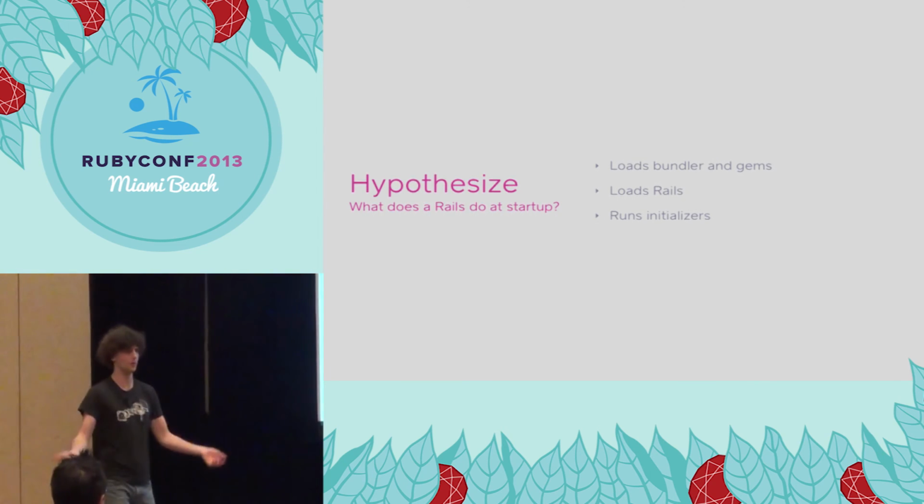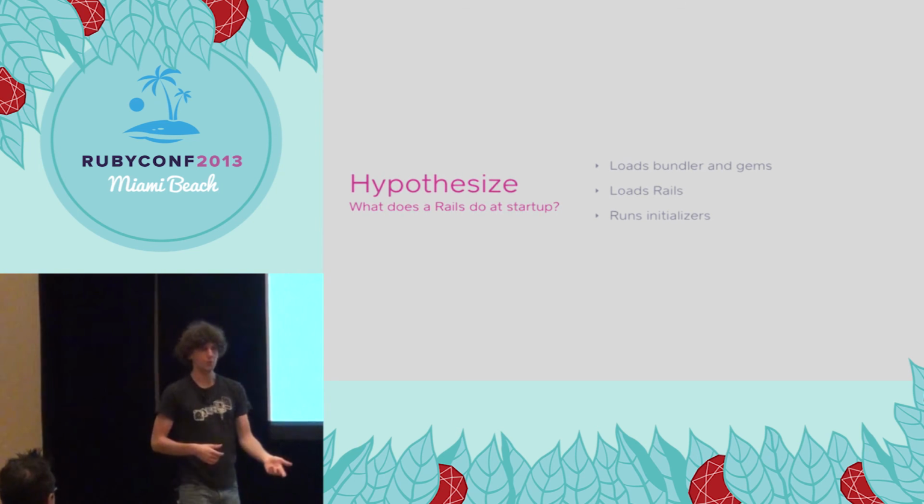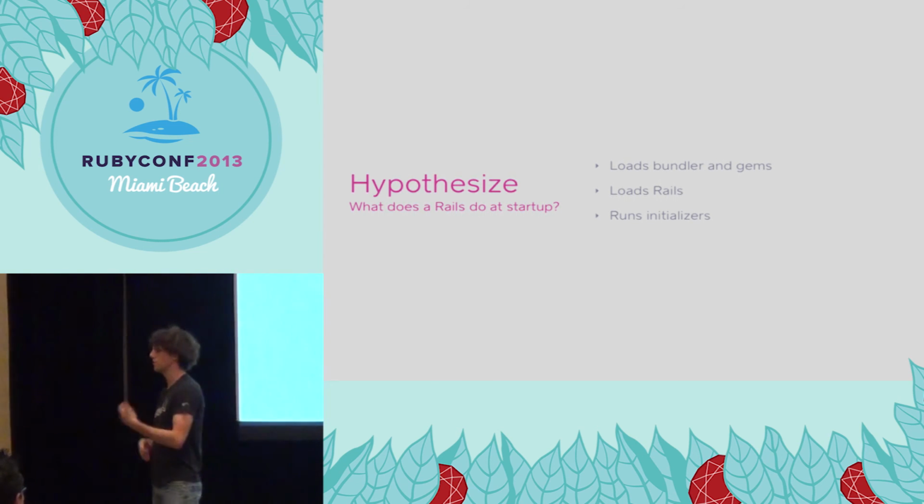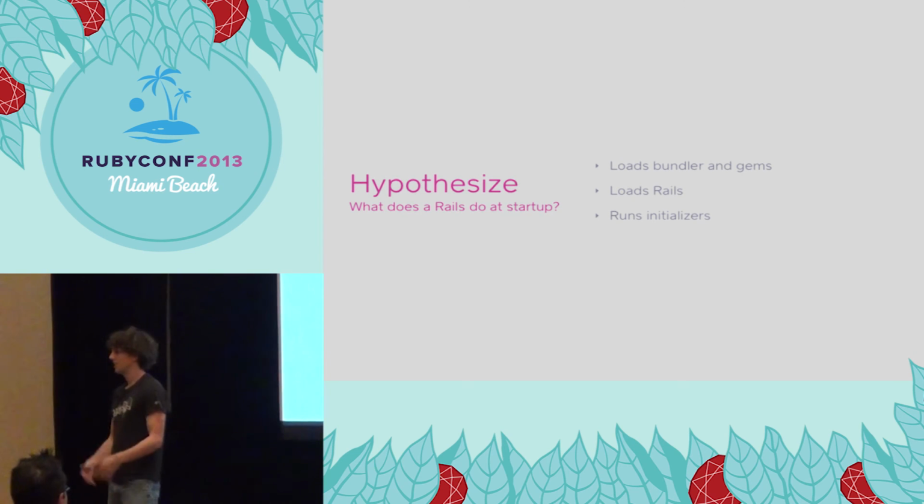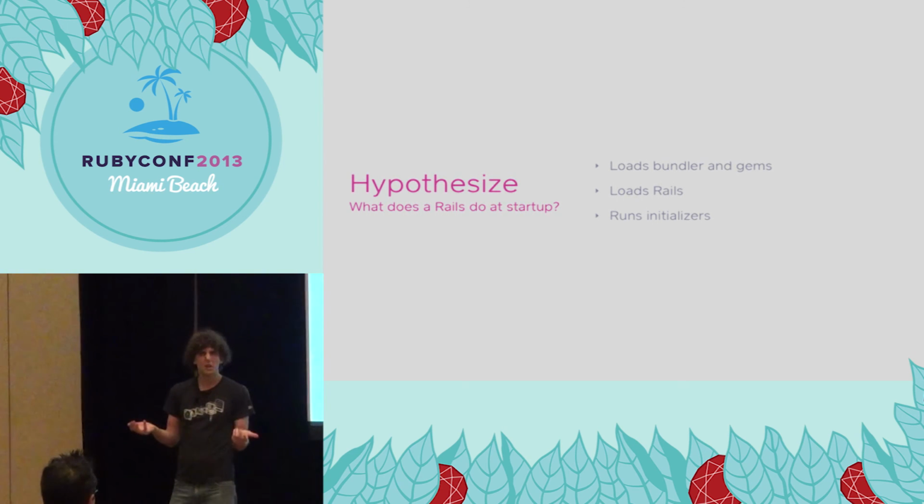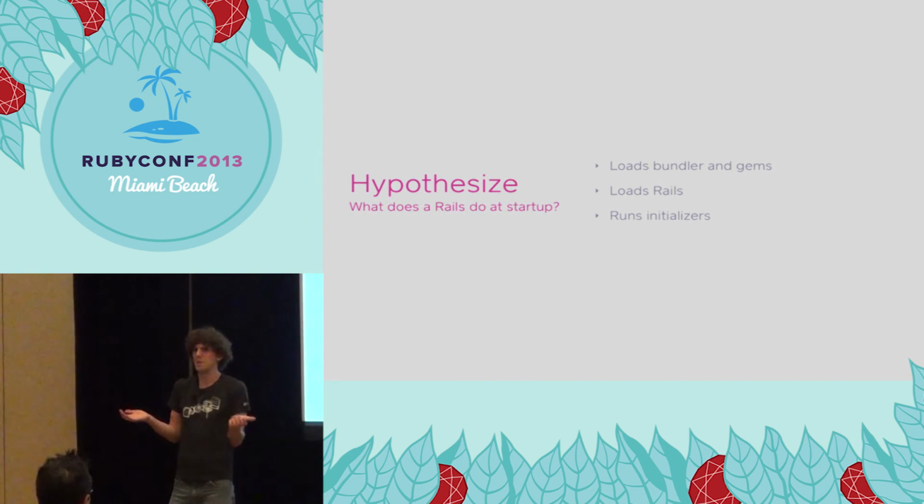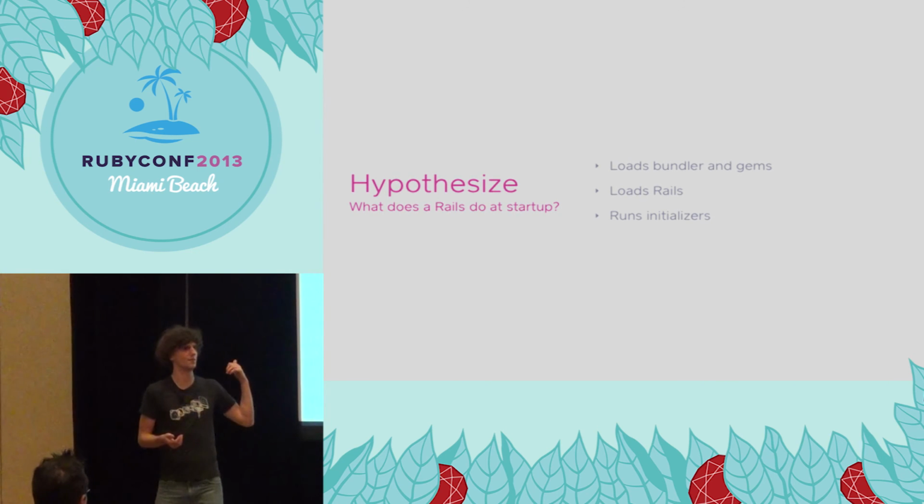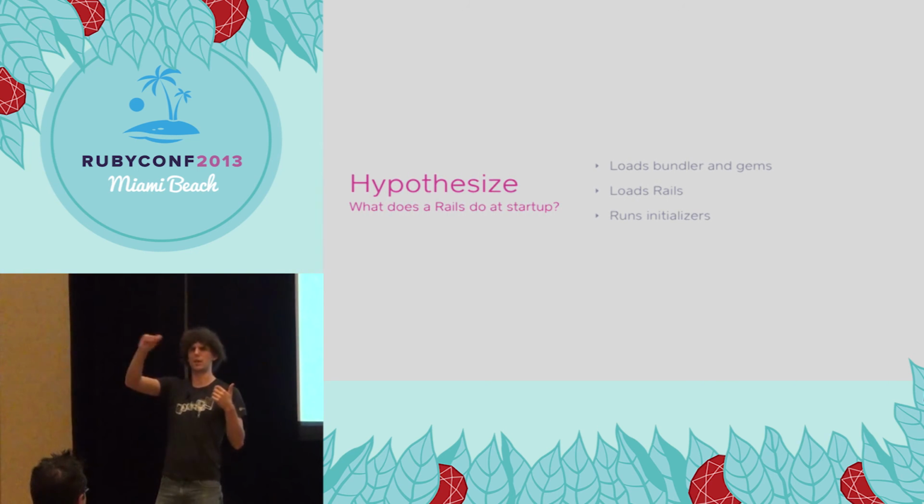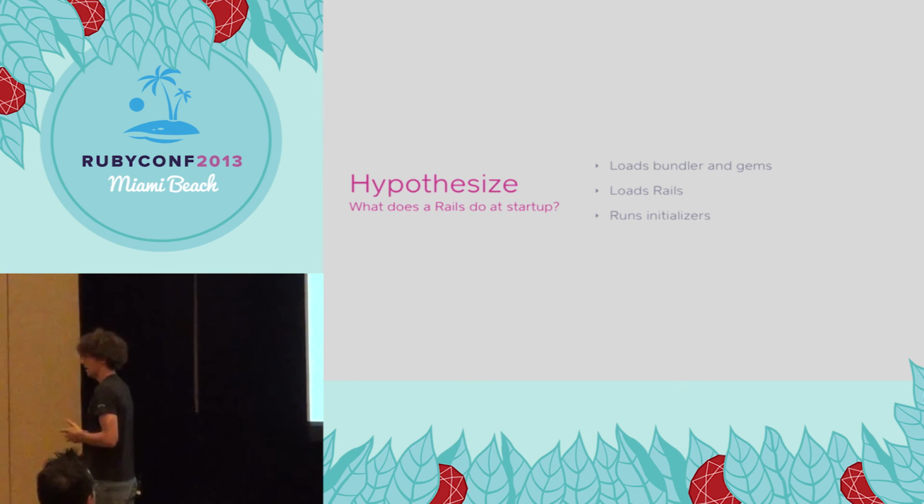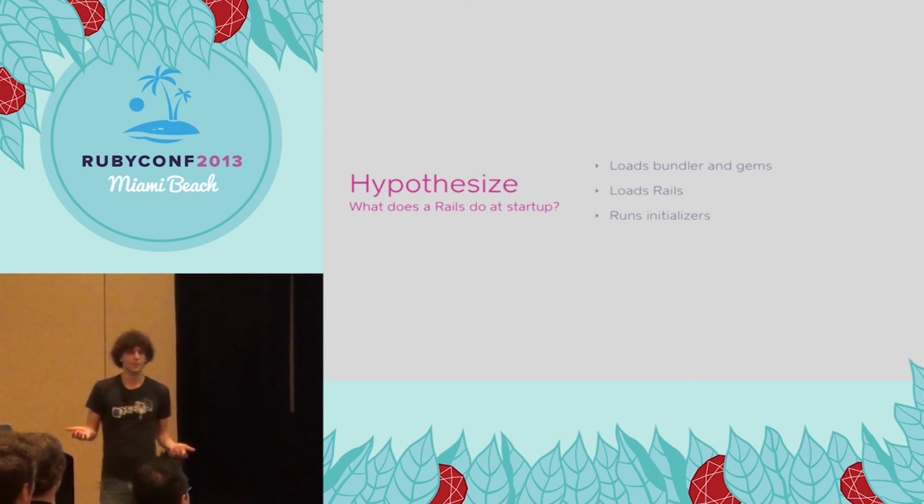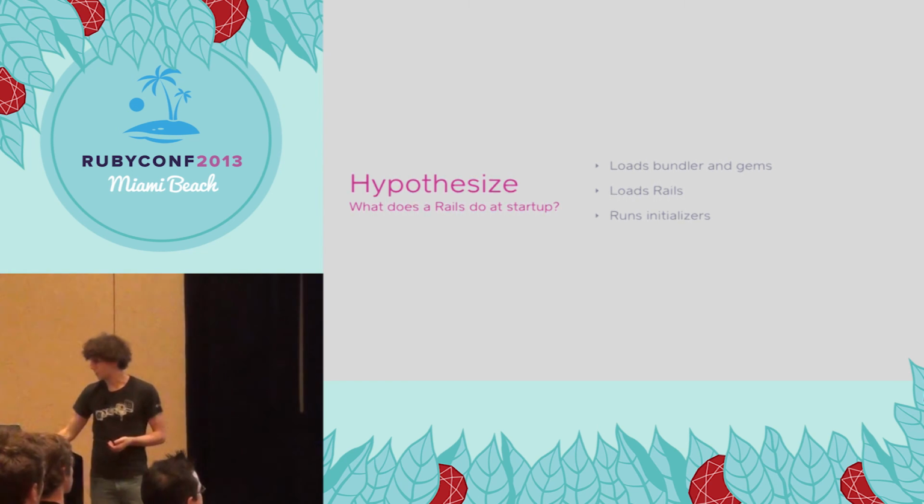So what does Rails do at startup? Loads bundler and gems, loads up the Rails framework, runs your initializers. I guess it maybe starts a server. But this is basically it, right? This is like 3 seconds of work, right? Well, I guess it does that, I guess it does that, I guess it does that. So okay, well that's a good place to start, right? So let's see if we can isolate those things.